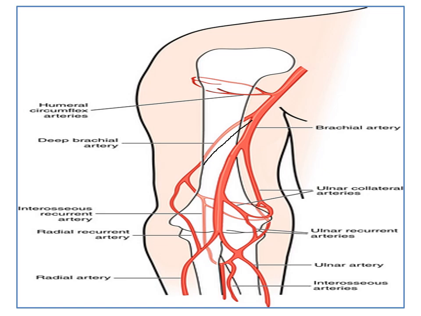Other branches that you could see are the ulnar collateral arteries. You can see the superior ulnar collateral artery here and the inferior ulnar collateral artery here. And then finally, we have the nutrient artery, which is not necessarily shown in this image.